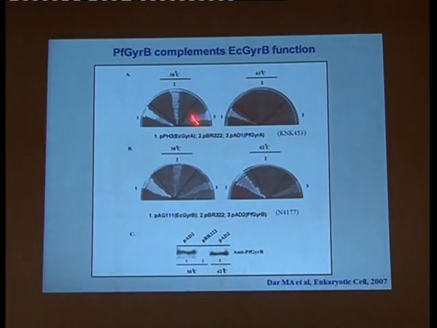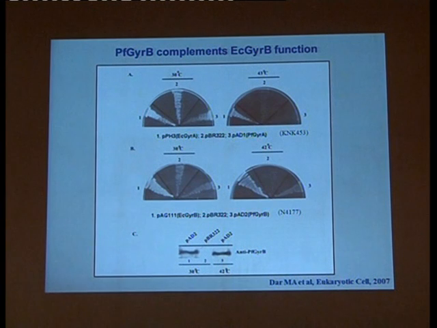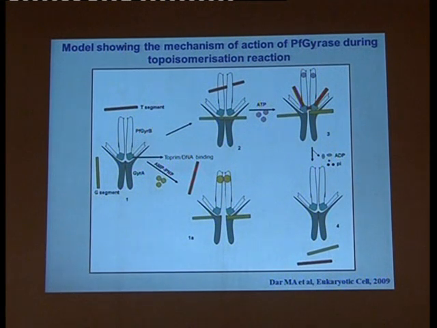We also took E. coli gyrase B mutant cells, and then we complemented that with the PF gyrase B, suggesting this gyrase, which we have characterized, is a functional gyrase homolog. Now, how does it work? As I have told you, gyrase forms a gyrase A2 and B2 complex. So the DNA has to pass through this gyrase B mediated clamp, and gyrase A cuts this, and then after passing this, religation takes place.